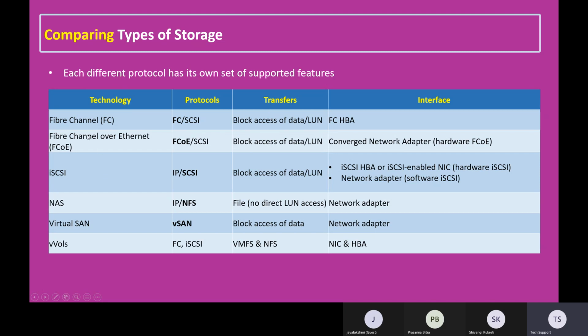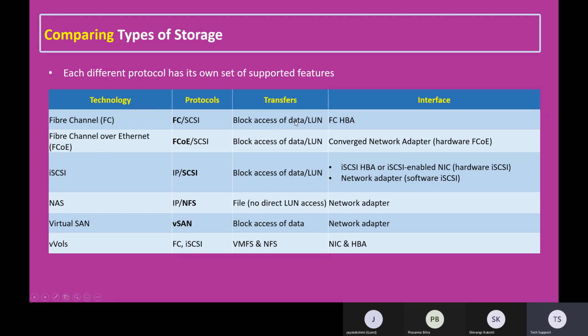Just now we discussed Fibre Channel SAN. For Fibre Channel SAN, the technology name is also Fibre Channel technology. Within this technology, the supported protocol is the Fibre Channel protocol, or else we can use the SCSI protocol. Any protocol we can use, because inside Fibre Channel SAN there are plenty of SCSI hard disks or SAS hard disks. So the supported protocols are FC protocol and SCSI protocol. And for data transfer, it's mainly block access of data. We discussed that it's block storage. Our FC SAN is a block storage.